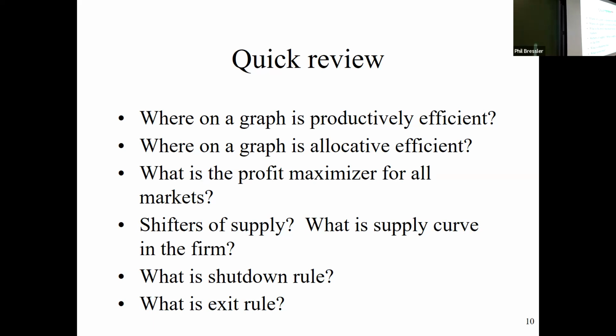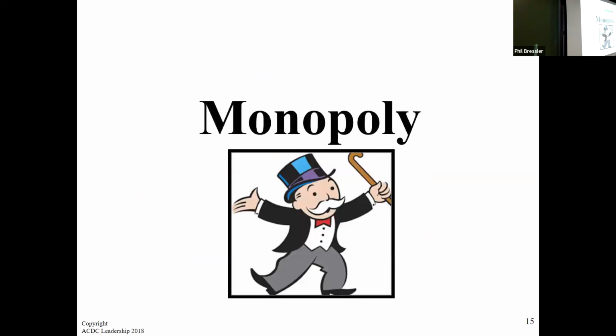Can you go to productive now? Yeah, productive efficiency is producing where MC crosses ATC, so that's the lowest cost. And allocative efficiency is producing where MC crosses demand. Okay? And we'll do more of that. Yeah. All right, monopolies, here we go.